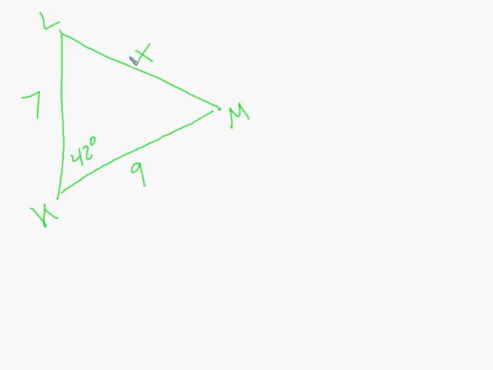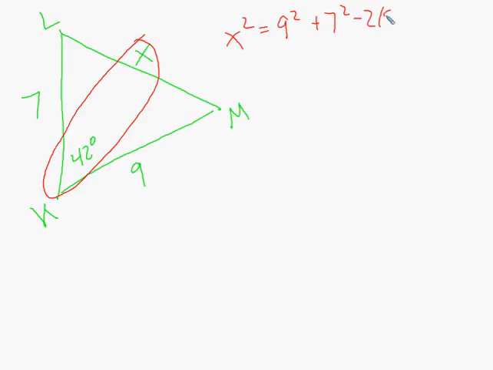Okay, this is law of cosines again. Are we paying attention? x squared equals 7 squared plus 9 squared minus 2 times 7 times 9 cosine 42. So x squared equals 49 plus 81 minus 2 times 7 times 9, so 18 times 7.